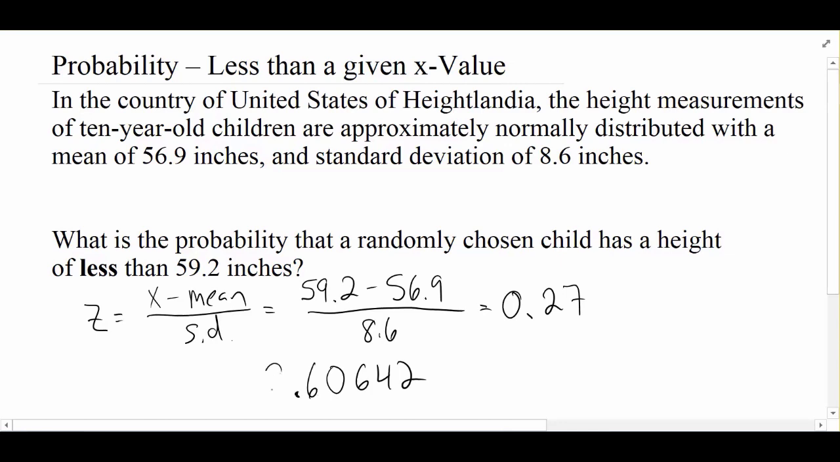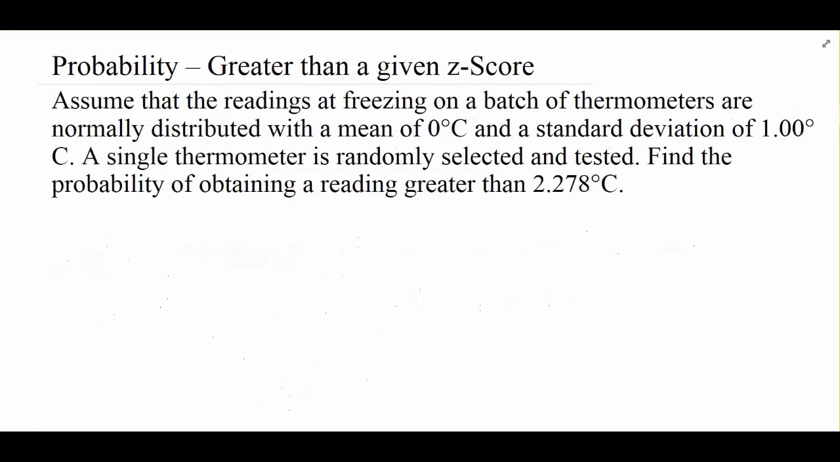And so this is our probability of being less than 59.2 inches. Now let's get a little bit trickier. Let's look at the probability of being greater than a certain score. So what we're going to do here is think about what's going on with our picture of the normal distribution.